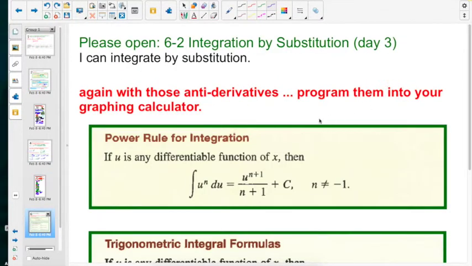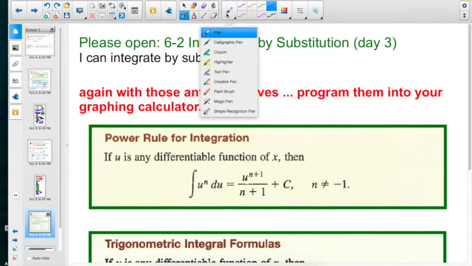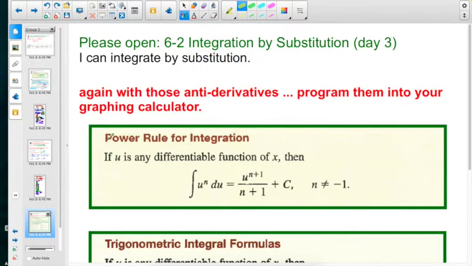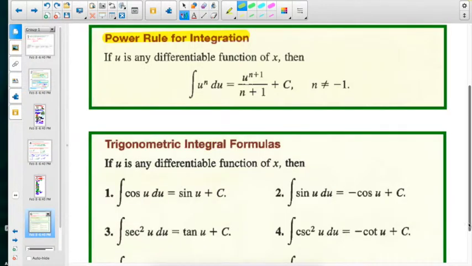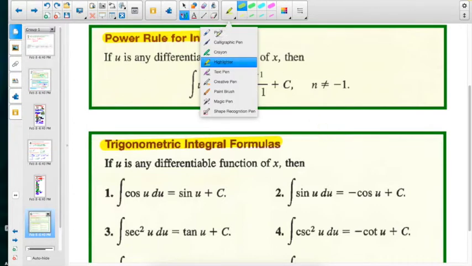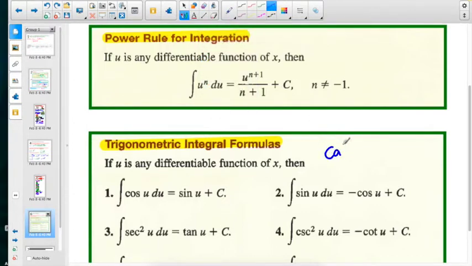I just wanted to remind you of the power rule, and I know I've put these up just about every day this unit. We've got your basic power rule for integration. That's reversing the power rule for differentiation, and then the trigonometric integrals. Also a must know, and a must put in your calculator. See me if you want these in your calculator. I have made a program, and I can download those to your calculator if you want me to.